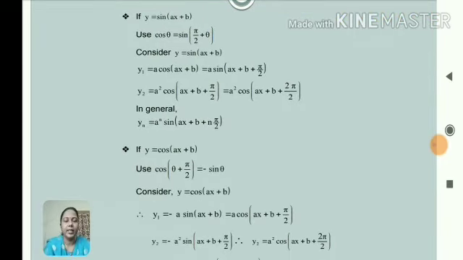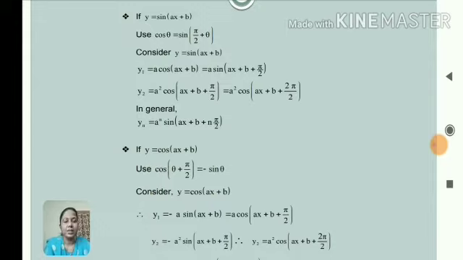Next function we'll take is y is equal to sin(ax plus b). Here we are using the formula cos theta is equal to sin(pi by 2 plus theta). So consider the function y equal to sin(ax plus b). Now y1 will be a into cos(ax plus b). By using the above formula, it can be written as a into sin(ax plus b plus pi by 2).